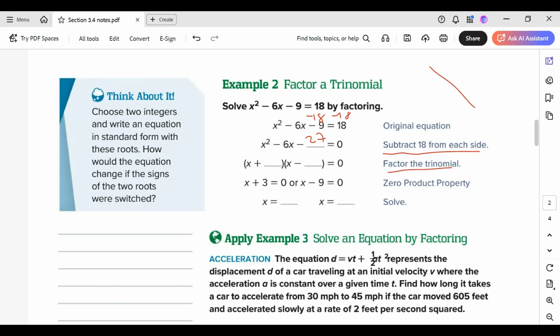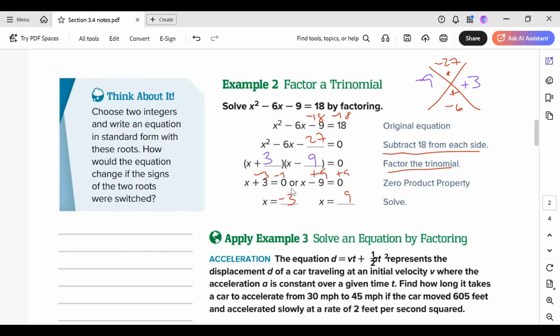So we need to find numbers that multiply to be negative 27 and add to be negative 6. In your factor tables, 9 times 3 is 27. If the 9 is negative and you add a positive 3, you get negative 6. So we're going to put a positive 3 in the first one and a negative 9 in the second one. When we set each piece equal to 0, I can subtract 3 over, so x is negative 3. Add 9, so x is 9. Those are our two solutions.